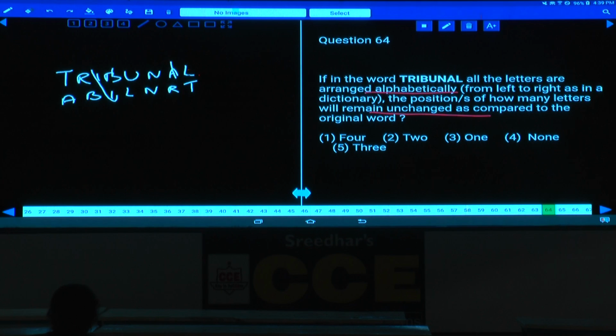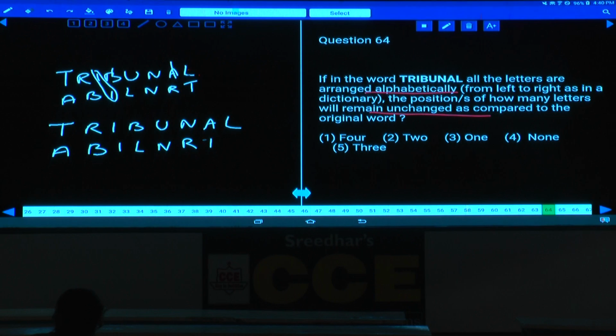And I is one letter which remains unchanged, B and L, U and N, isn't it? Now we have left out one more letter, T-R-I-B-U-N-A-L. Yes, tell me what is the first letter here? A, next one is B, after this B, I, after this I, L, next one is N, next one is R, T and U. Then if you compare, I is the only letter which remains at the same place, choice 3.